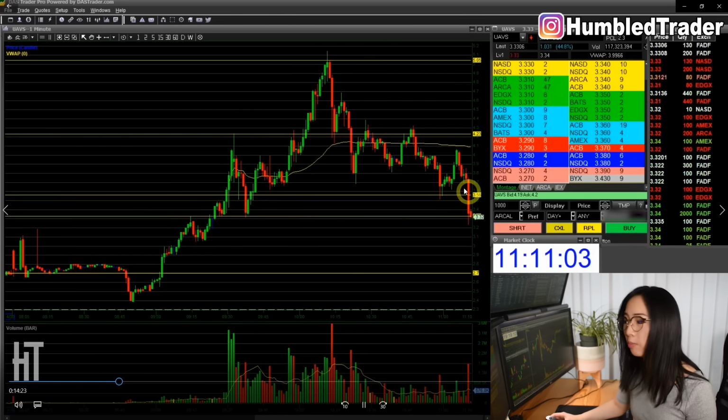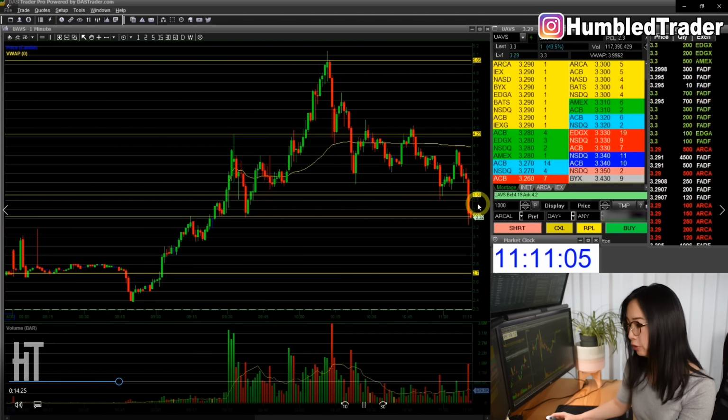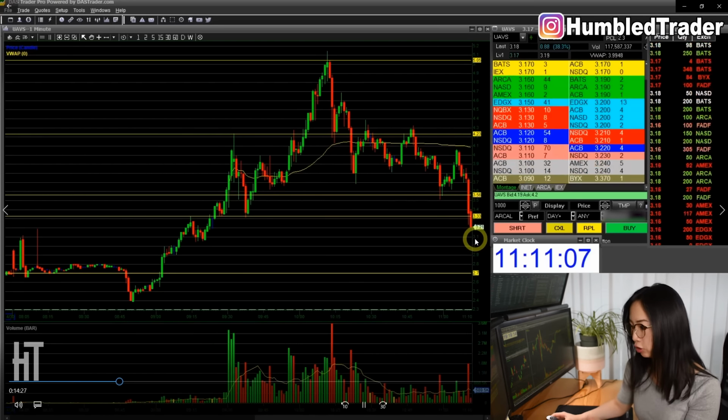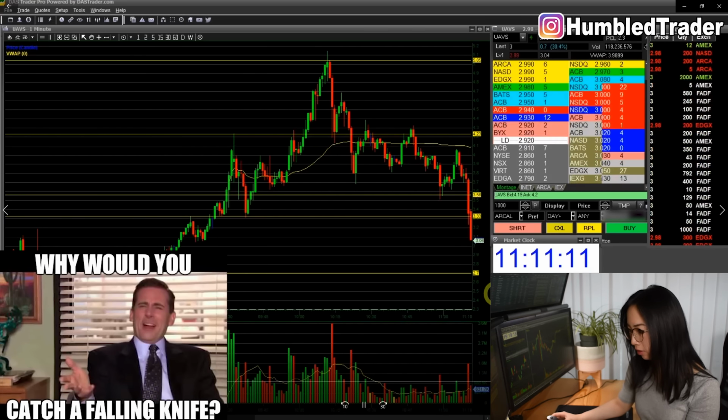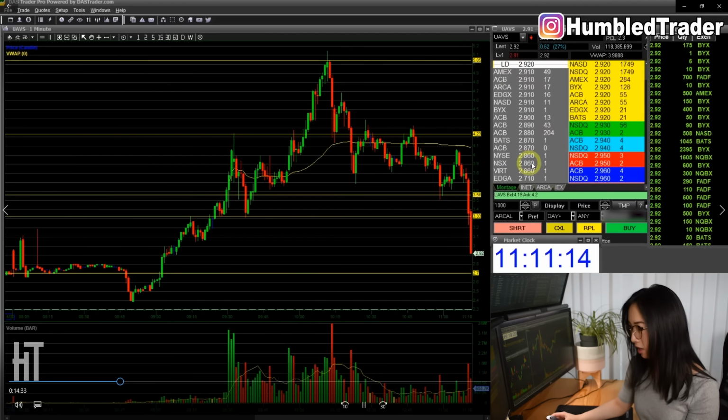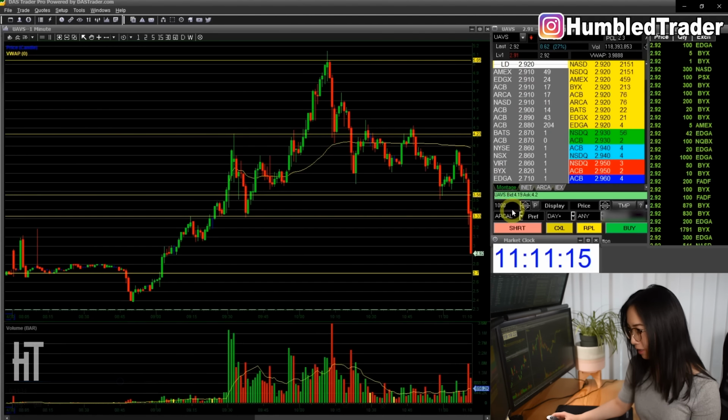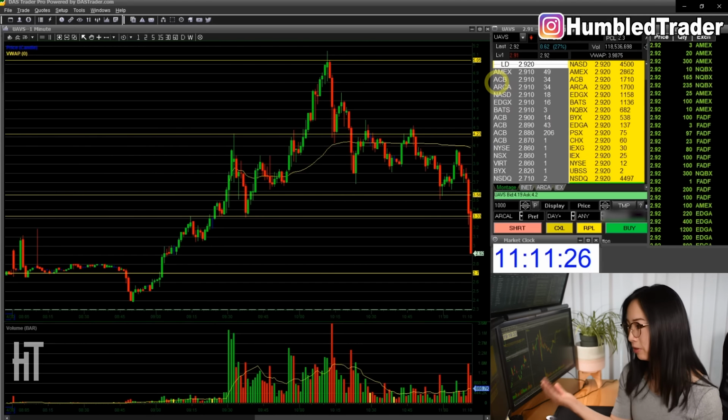And you can see once we break down 370, the stock literally just plummets. This is why you don't want to catch a falling knife. The stock is literally at 310 right now. We're probably gonna get halted, and we're gonna hold right now. So this is really good learning material right here.